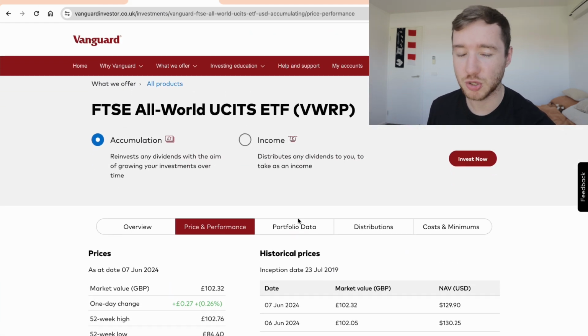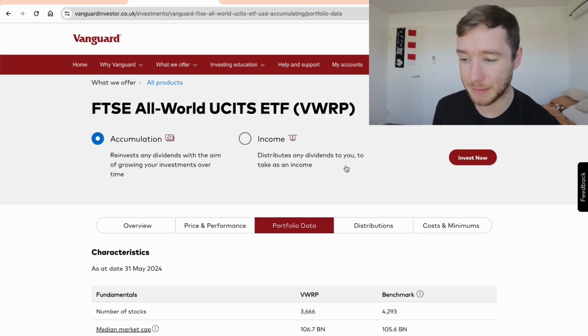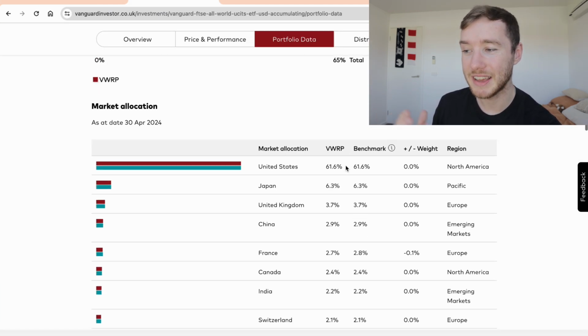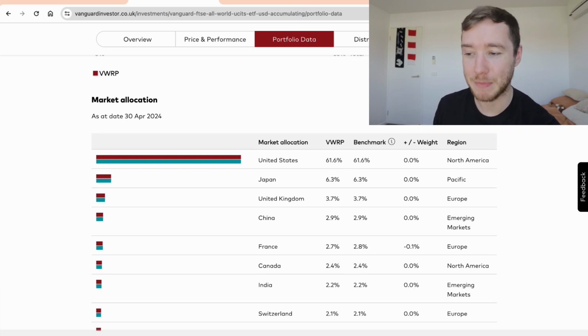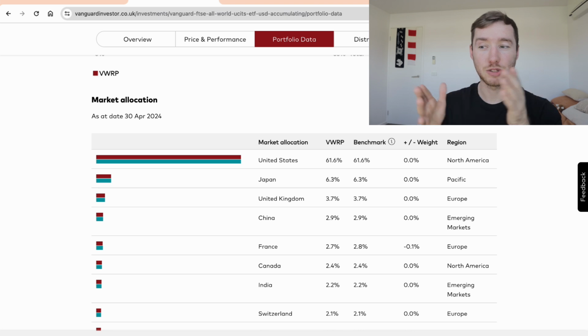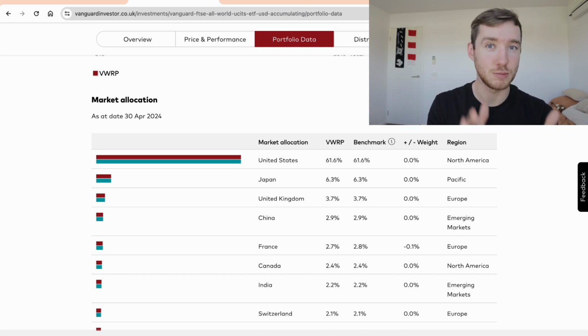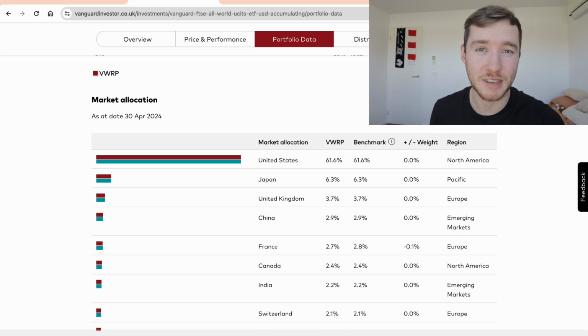If we then come over to the FTSE All World, you're going to see a similar theme. The United States, once again, is 62%. You then have Japan, UK, and China. The percentages are slightly different because the FTSE All World doesn't include small cap stocks, but it roughly looks the same.